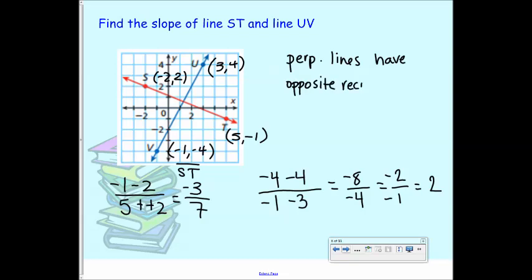So perpendicular lines should be opposite reciprocals, which means you change the sign, and what do you do with the fraction? Flip it. So are ST and VU perpendicular? No. If they were, what would the slope of VU have to be? If this one is negative 3 over 7, VU would have to be positive 7 over 3. So you'd have to flip it and change the sign. So if this one's negative, it would become positive. So then we would say that these are neither parallel nor perpendicular. They're just intersecting.